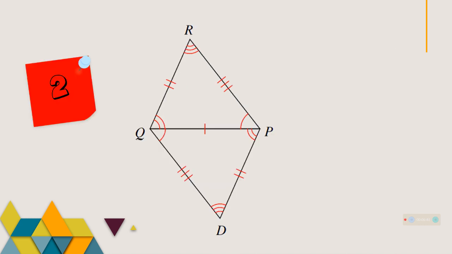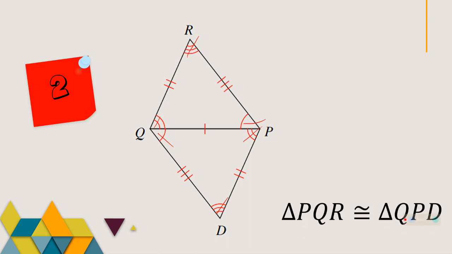Next, number 2. How about this one? Again, look for the tick marks given on the figure. We have 1, then 2, and then 3 on the upper figure, and on the lower figure, we have 1, 2, and 3. So, what should be the correct statement based on the given figure? Yes, triangle PQR is congruent to triangle QPD is correct.